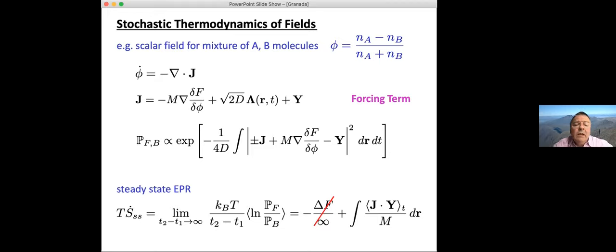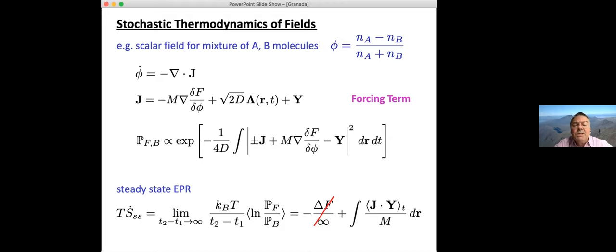So again, I can calculate a steady state entropy production rate. And again, I get a piece, and it's done in exactly the same way, which involves the difference in the free energy of the initial and final state as I calculated on the previous slide. But by the time I take the steady state limit and look for a rate of entropy production, this has to vanish because the time interval is going to infinity.